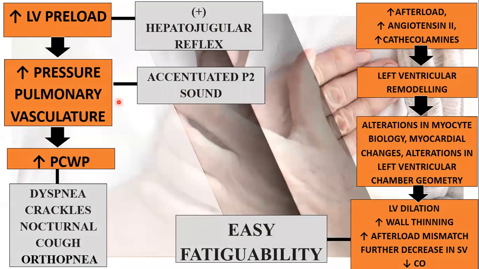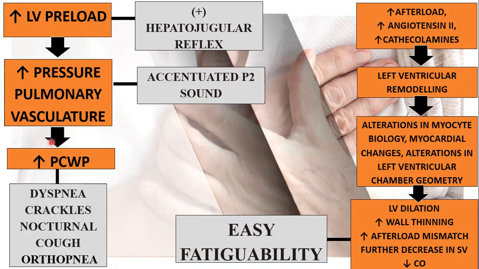So as for the increase in left ventricular preload, this is manifested in the patient as positive hepatojugular reflex. And then that would lead to increased pressure in the pulmonary vasculature as manifested by accentuated P2 sound. P2 sound is the sound produced upon closure of the pulmonic valve. Okay, so there is a louder closure of pulmonic valve.